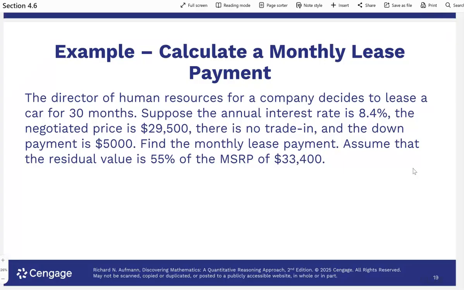The director of human resources for a company decides to lease a car for 30 months. Suppose the annual interest rate is 8.4%. The negotiated price is $29,500 and there is no trade-in, and the down payment is $5,000. We want to find the monthly lease payment. We're going to assume the residual value is 55% of the MSRP of $33,400. So let's compute that charge for this.